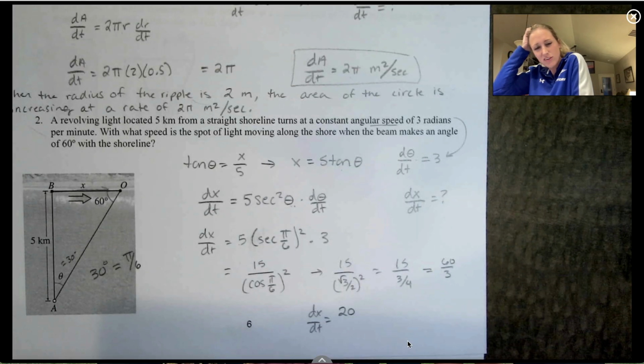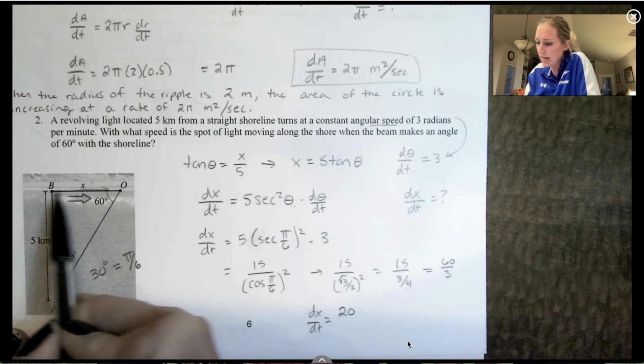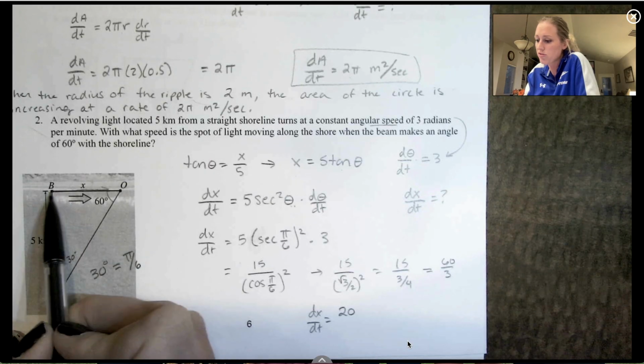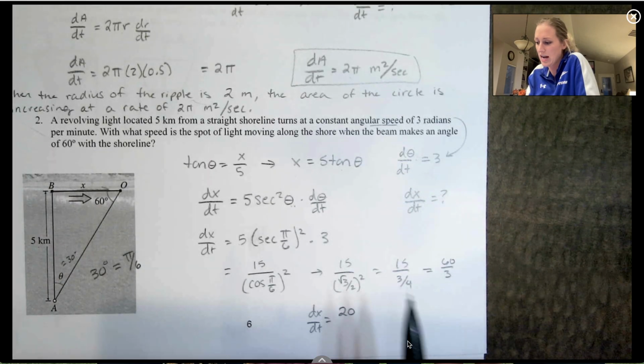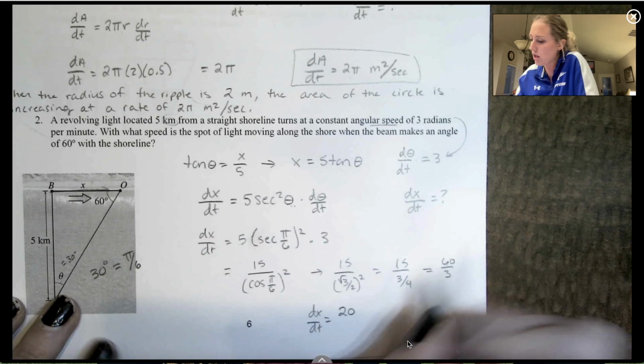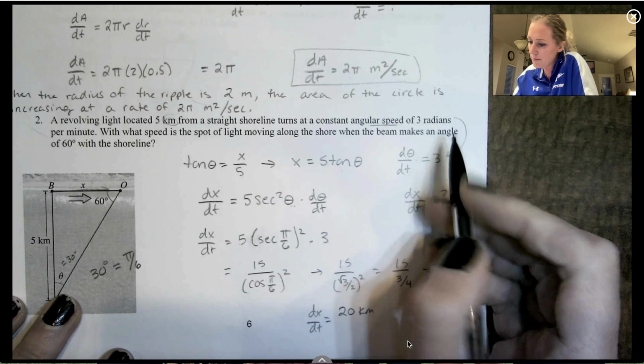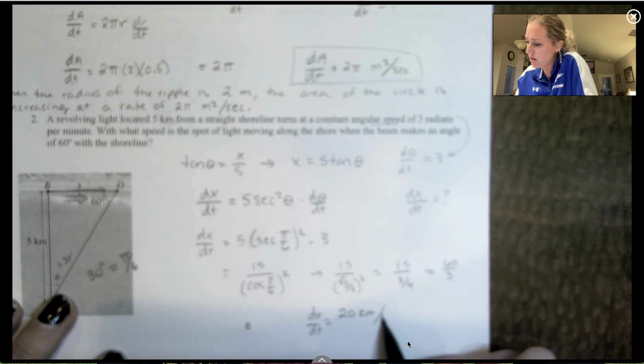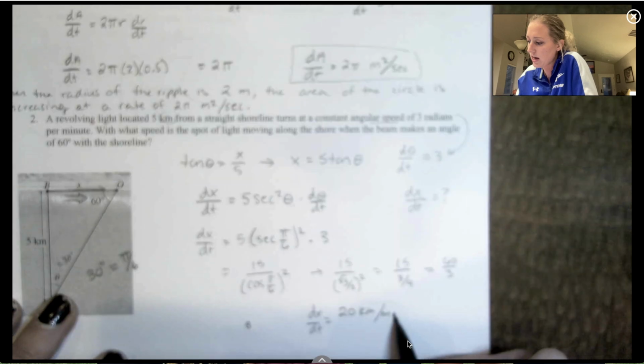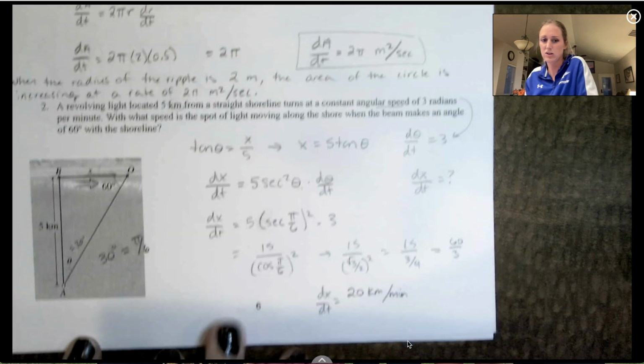Okay, so what is this? This is a rate at which the light is moving along the shoreline. So this is going to have to do with a distance per time. Our distance was kilometers, and our time here was minutes. Again, I am going to write a sentence here to help us out with that.